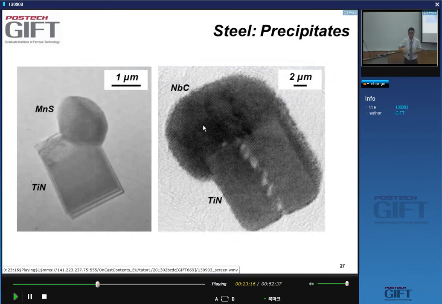We not only have non-metallic inclusions of the type oxides and sulfides, which are created during the iron and the steel making process, we also have precipitates. And precipitates are, in general, much smaller particles in the microstructure that are introduced in the microstructure in a controlled manner. And I show here two examples.